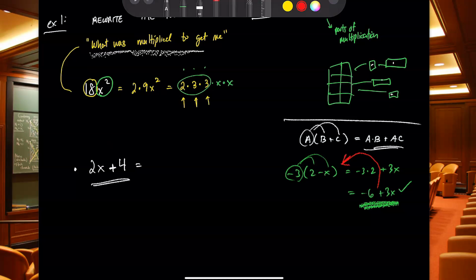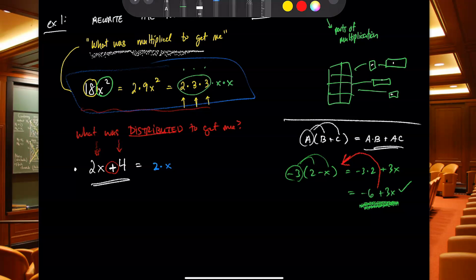So one way that we do that is we do this process on each of the terms and see what was multiplied or what was distributed to get me, right? Because distribution is multiplication over addition, since this was here. So we can rewrite this as simplified as each term can get, right? This was one term and we broke it apart. Break each term apart. So 2 times x, that's as simple as it gets.